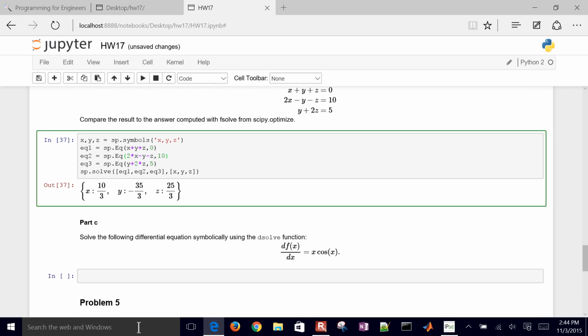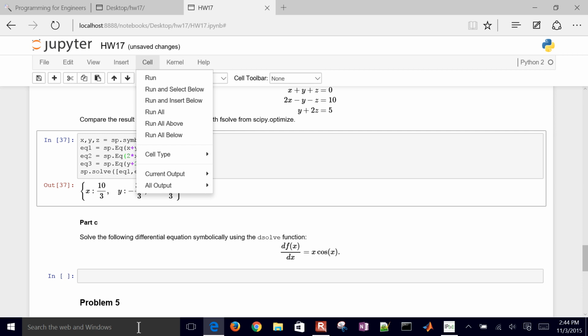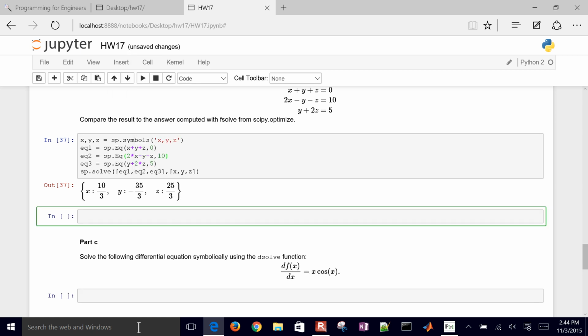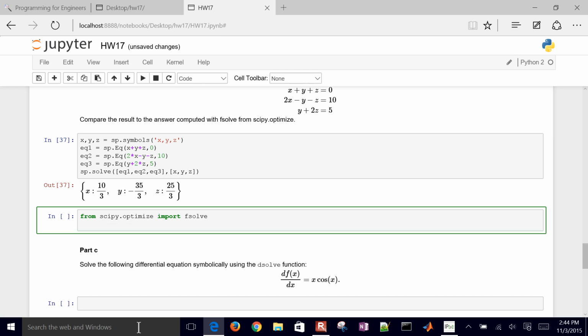But let's go ahead and do this with SciPy as well. So I'm going to insert a cell below, and that was from scipy.optimize import fsolve. So that's a function solver.